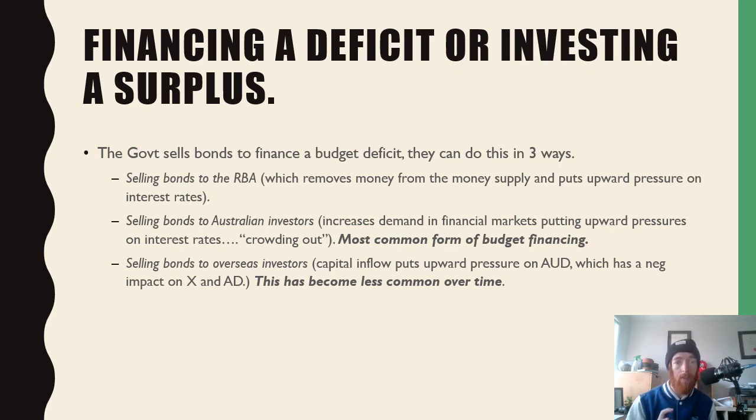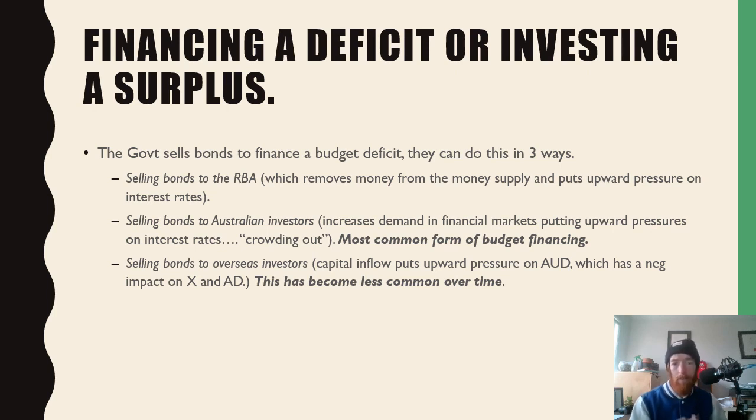So to finance a deficit, the government can do it in a few different ways. They can sell bonds to the RBA, which removes money from the money supply and puts upward pressure on interest rates. There's a limited amount of money to borrow in Australia, so if the government does that by selling bonds to the RBA, it can reduce the amount of money available to borrow and put pressure on interest rates to increase, which isn't great when we want a low interest rate to stimulate spending as well. So that doesn't happen too often at the moment.